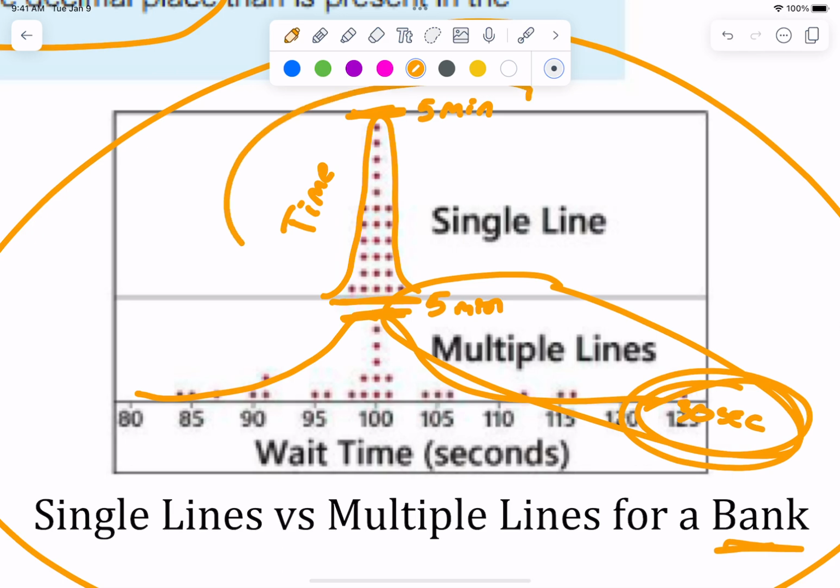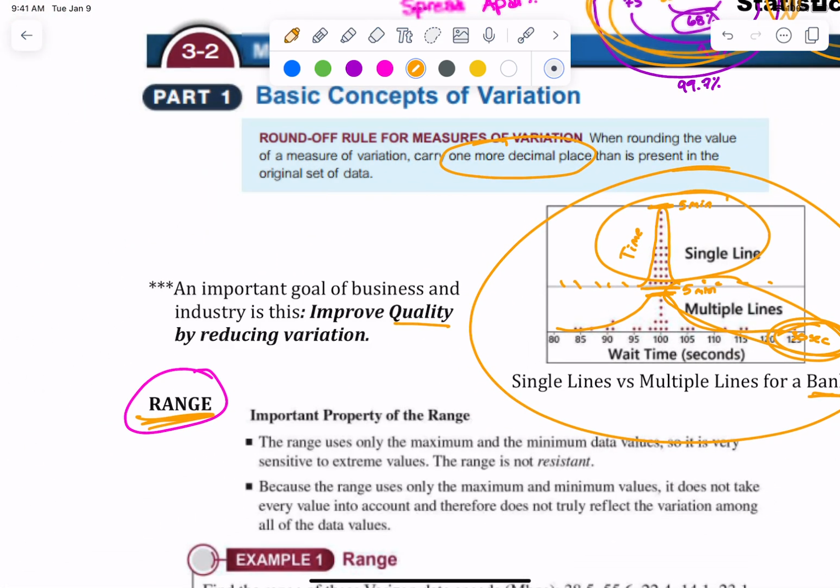So they would rather have the consistency by reducing variation. Do you see how there are no dots out here? That's because all of those dots are sucked in, and we might end up waiting longer, but it's more consistent, okay? So reducing variation improves quality. That's just a thing that they try to do in the real world, whether it's waiting in a bank or producing things on a conveyor belt or whatever. They try to improve quality by reducing variation. People want to know exactly what they're getting, right? That's just how it works, okay?